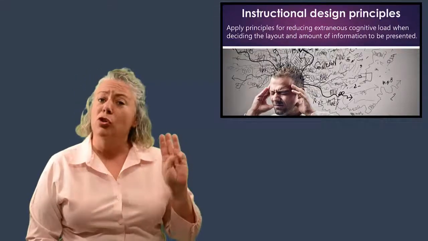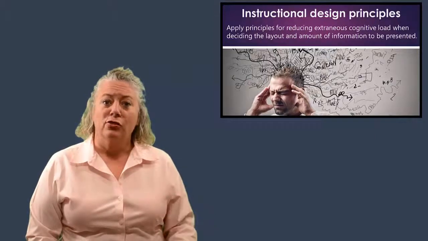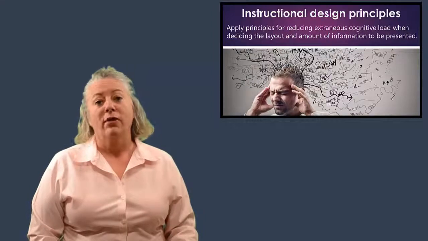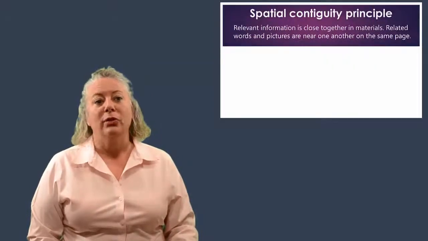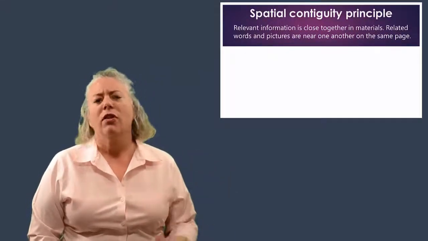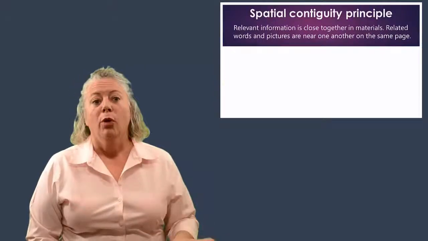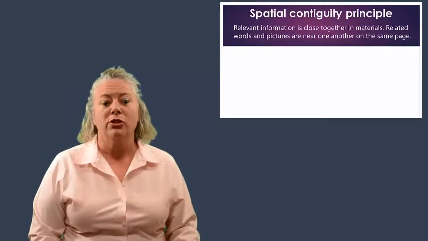Today we're going to discuss 3 principles to help us reduce that extraneous cognitive load: spatial contiguity, coherence, and signaling. Let's take a look at spatial contiguity. This principle states that the bullet point and the illustration are on the same slide. The information is close to one another. We want to reduce the learner's need to scan back and forth between words and pictures.